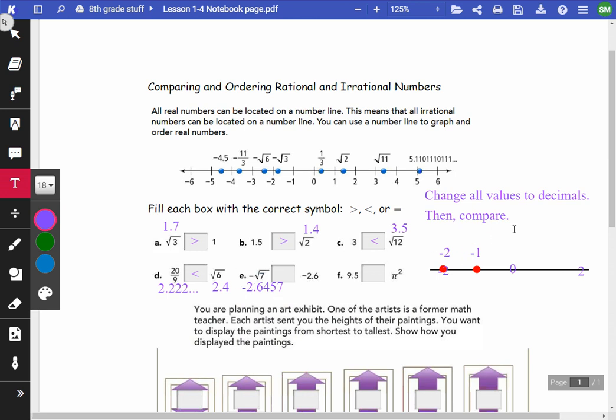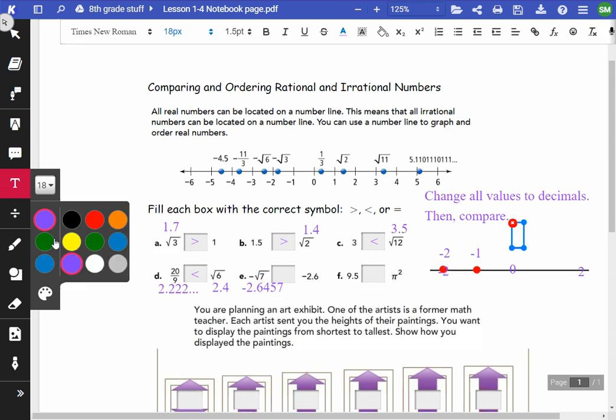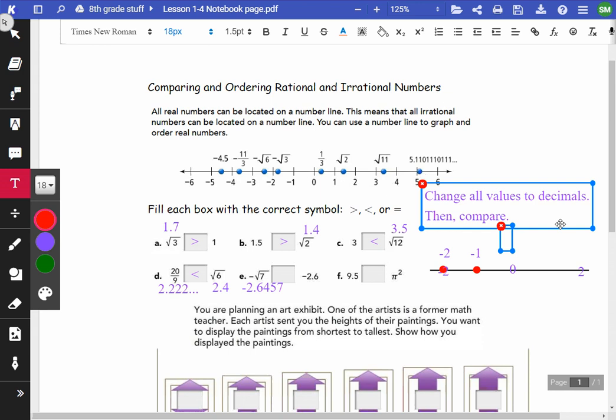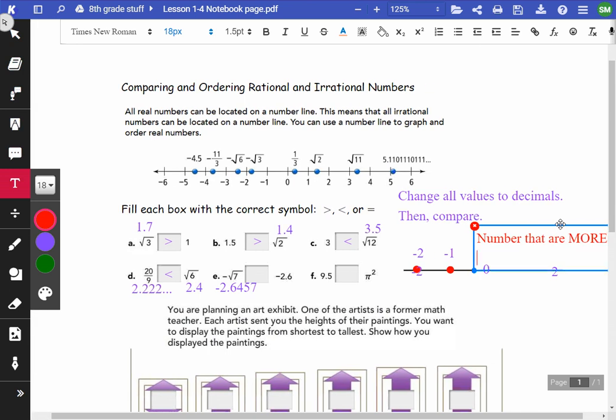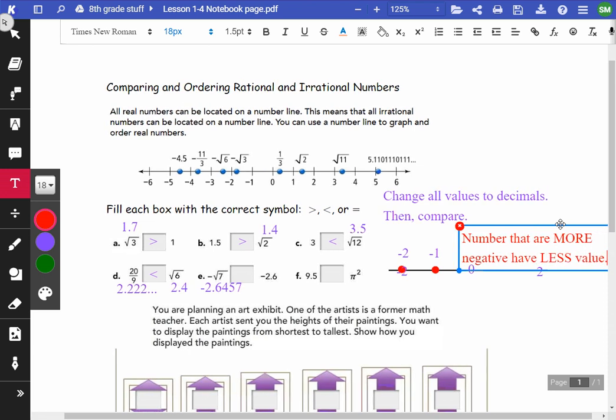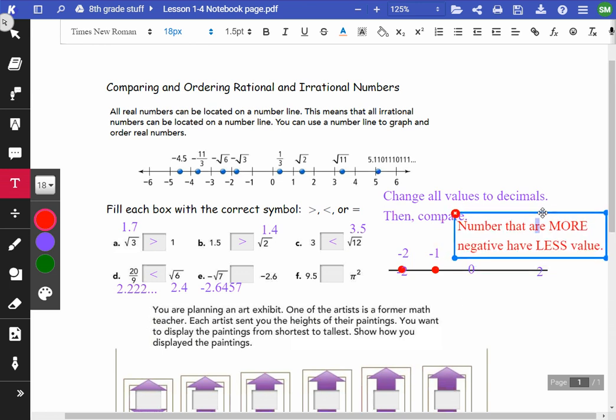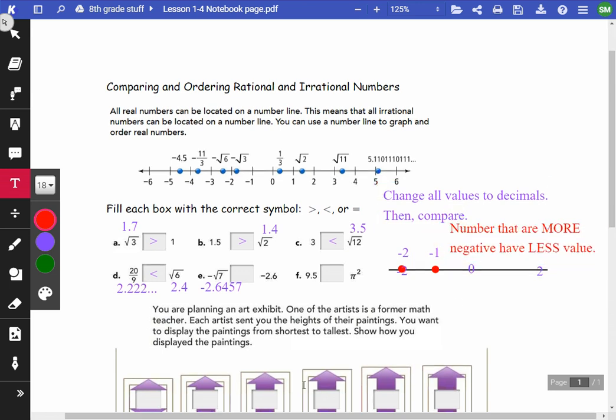So this is what I want you to remember about negative numbers. I'm going to change this to red because it's super important to remember. Numbers that are more negative have less value. Numbers that are more negative have less value.